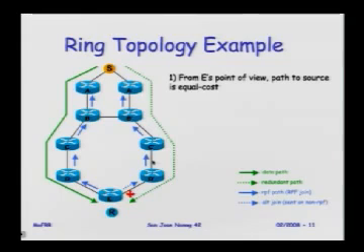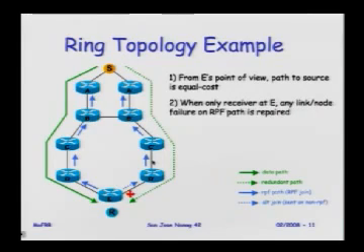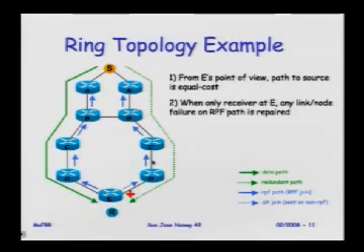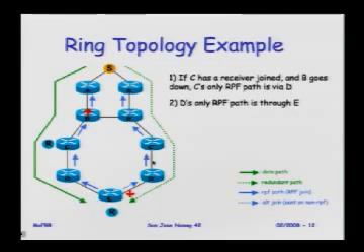Because C has the shortest path towards S through B, but it has a longer path through D, going all the way around the ring. So when there's only a receiver at E, any link or node failure on the RPF path is repaired, just like we said. If C has a receiver joined, out on the left-hand side, but then B goes down, C's only RPF path would then be through D.